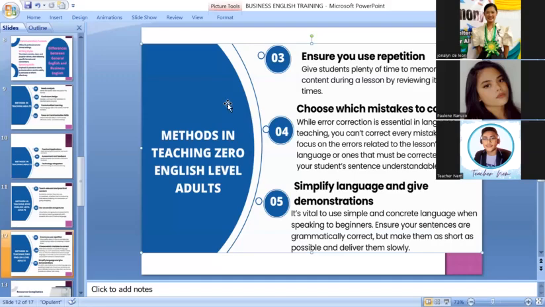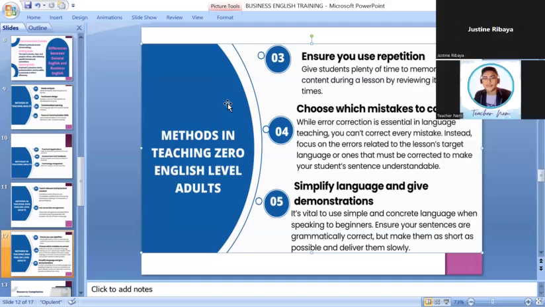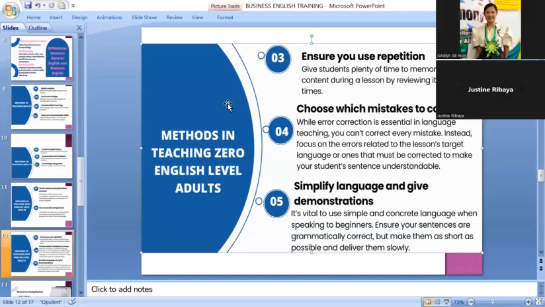Yes, ma'am. Especially for the beginners, who have zero knowledge in English, it's very important to choose simple words to teach them, for them to easily understand the lesson, and then as much as possible also use repetition for them to retain the information that you will be teaching the students.